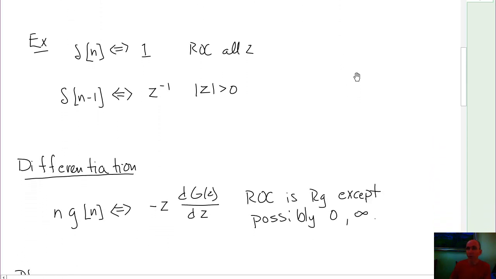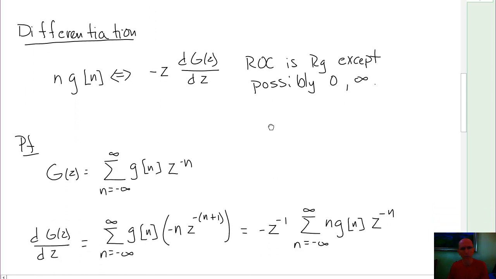We can also use it, for example, in the transform of the impulse function. As you know, the transform of delta of n is 1. The region of convergence is all values of z. Now, what would the Z transform of delta of n minus 1 be? Using the shifting property, we just get z to the minus 1. Of course, since we have 1 over z, or z to the minus 1, the region of convergence is not all z anymore. It can't include the value z equal to 0.